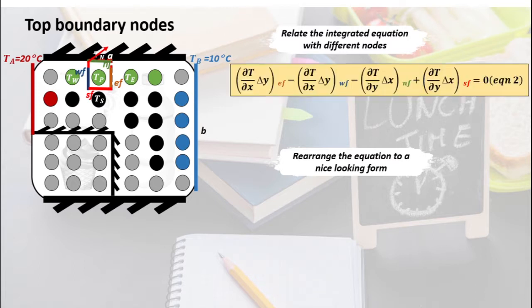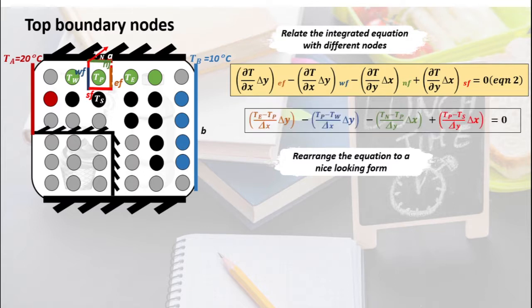So with that being said, now we can rewrite our governing equation for this specific node. Like what we said, TN doesn't exist. At the same time, our top boundary is an insulated surface. Basically, that means there's no heat flux going through the north face. So that helps us to eliminate the third term in our equation because that's applied to the north face.